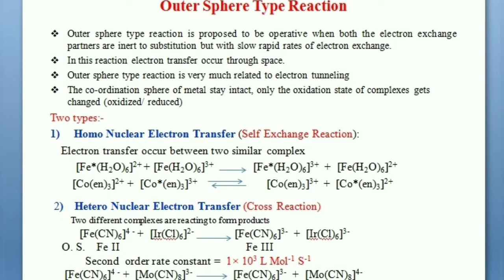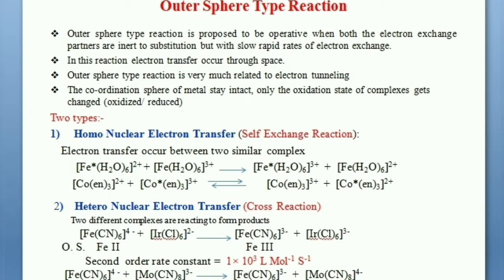In another reaction, one electron transfers from cobalt 2+ to radioactive labeled cobalt 3+ complex. Here also the cobalt oxidation state changes from +2 to +3. In this reaction, the electron exchange occurs between the same metal ion, therefore it is also known as a self-exchange reaction.